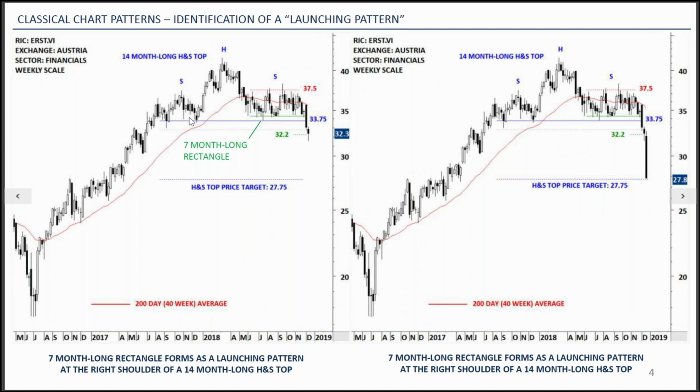The longer term chart pattern is a 14-month-long head and shoulder top. The right shoulder is forming as a 7-month-long rectangle. Again, on this price chart, you can see the horizontal boundary that's been tested several times, and then the breakdown taking place below the 200-day moving average as a reversal.